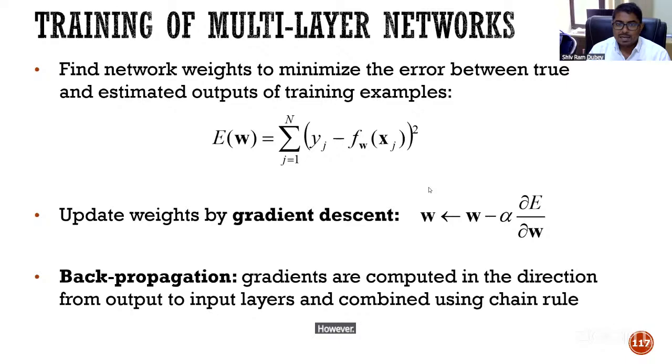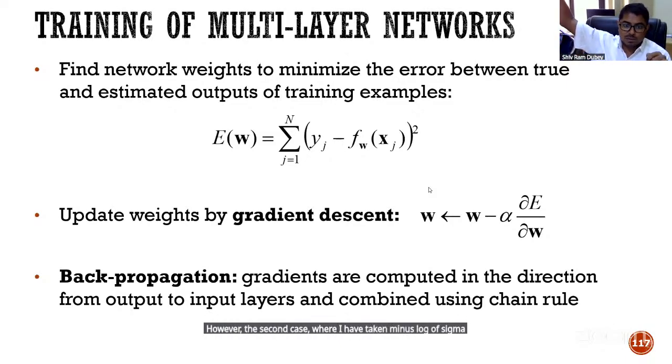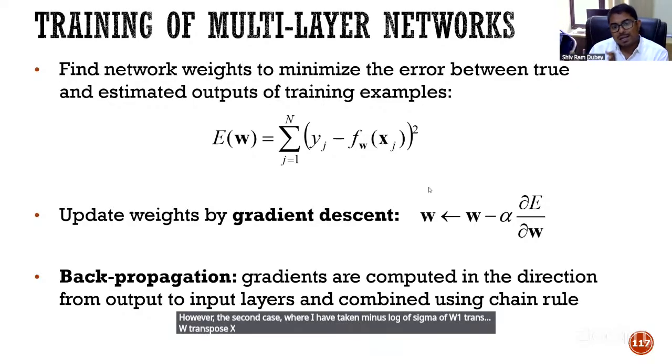However, the second case where I have taken minus log of sigmoid of W transpose X, that was a classification problem, because there we considered the class label as 1 for the given input and we wanted the probability for that class to be towards 1. That's why we use minus log of this function, cross entropy.